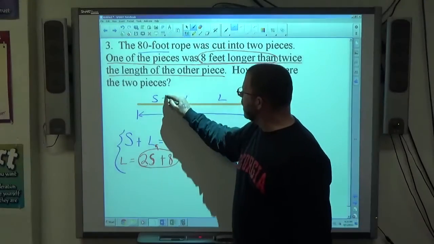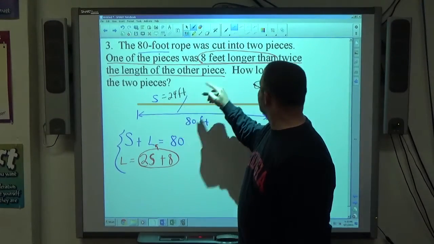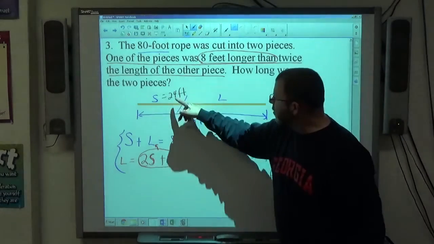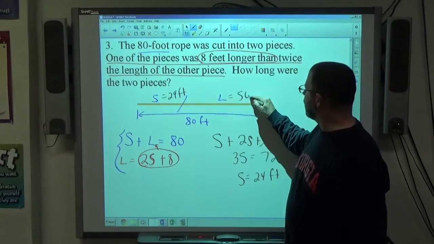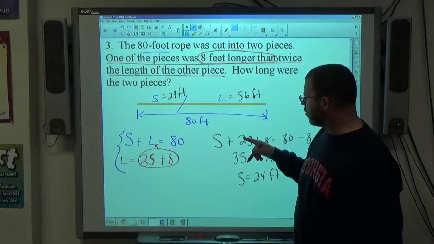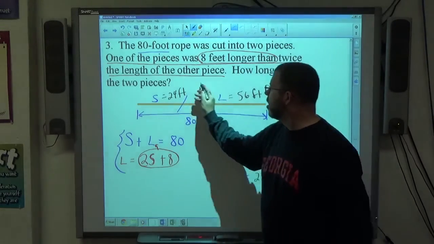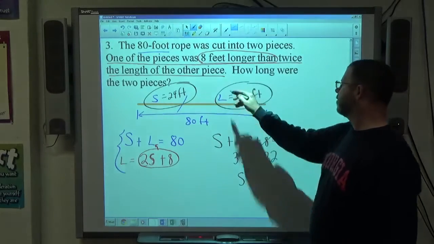S is the short piece. It says how long were the two pieces. That's the short piece. If I do 80 minus 24, that makes 56 feet for the longer piece. I could have also put 2 times 24 is 48 plus 8 is 56. Take your pick. But short's 24, long 56, and there you go.